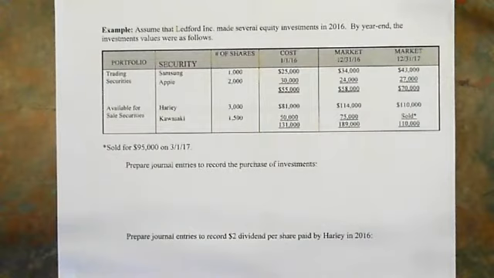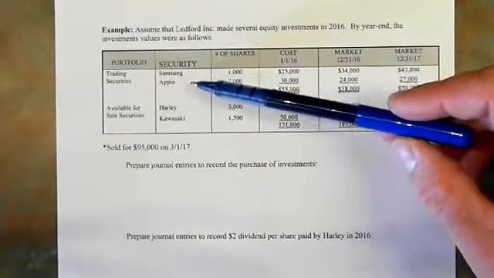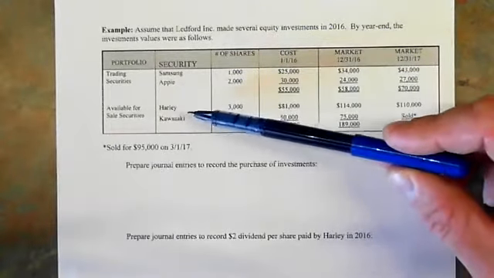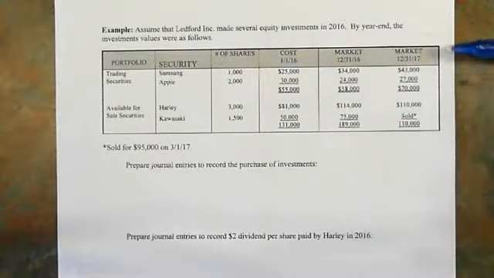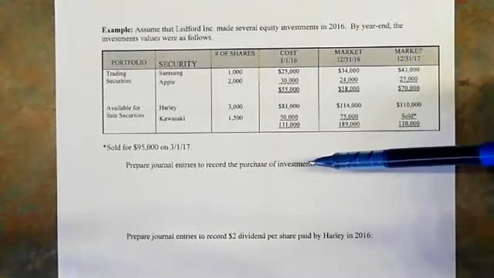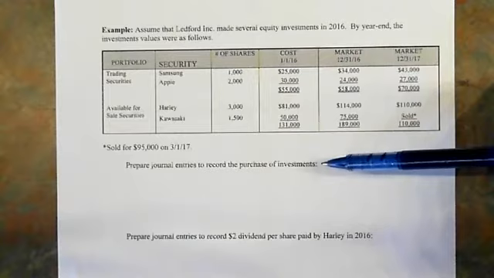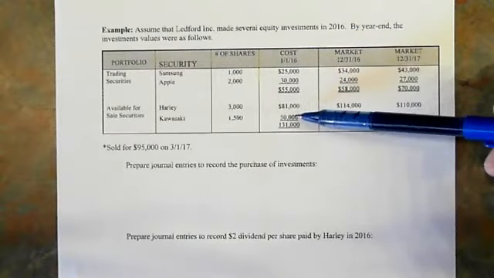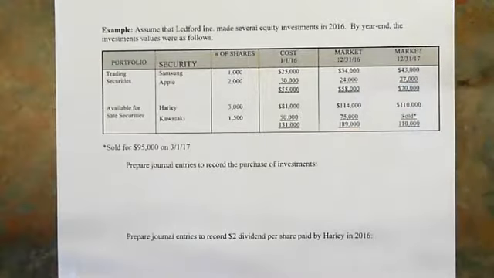So let's look at an example. Suppose I have two portfolios of equity securities. I have trading securities that represent security interests in Samsung and Apple, and available for sale securities in Harley and Kawasaki. We're assuming that none of these have significant interests, and so we're going to use the fair value method to account for them. So we're going to first look at preparing journal entries to record the purchase of these investments. I have the cost at the beginning of the year for both portfolios, and that's all we need.